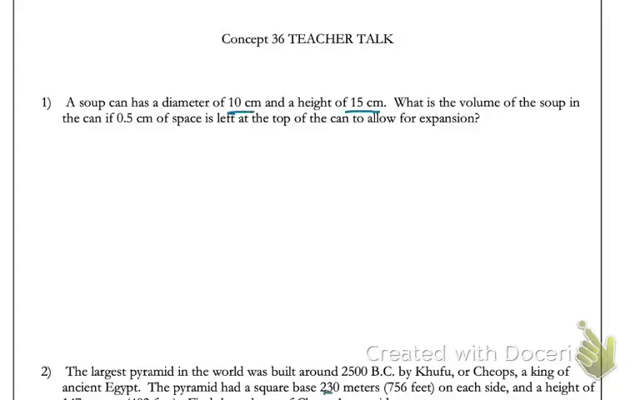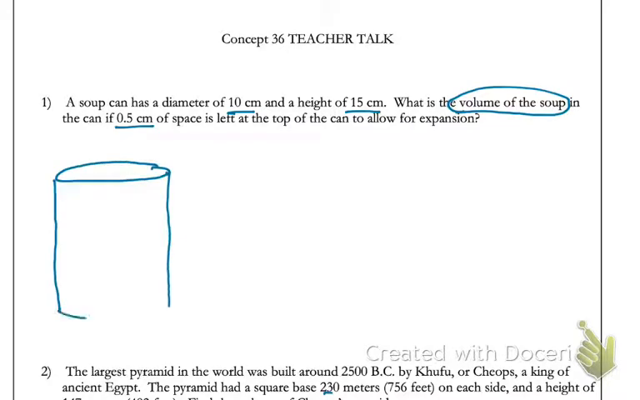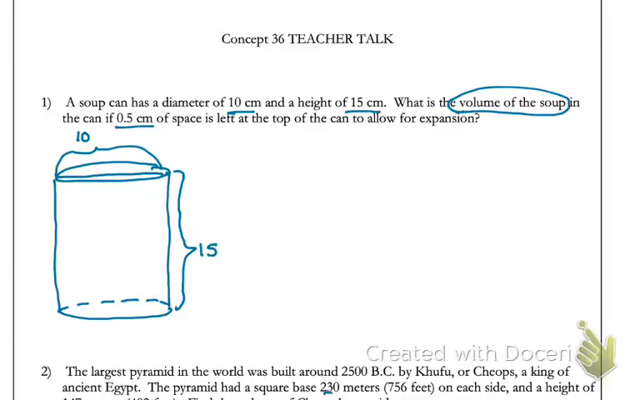Well, if we think about a soup can, we know that a soup can is going to be a cylinder. So I'm going to go ahead and draw a picture here, and I want you to do the same. That way we can label our picture inside. Since we're given that the diameter is 10, remember diameter is the length from one end of the circle through the center to the other end. And then we're also given a height here of 15 centimeters. So I'm going to label as such.